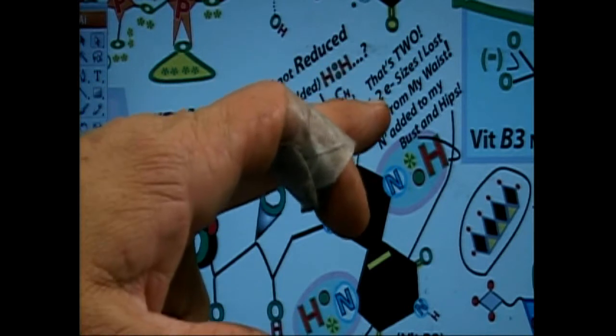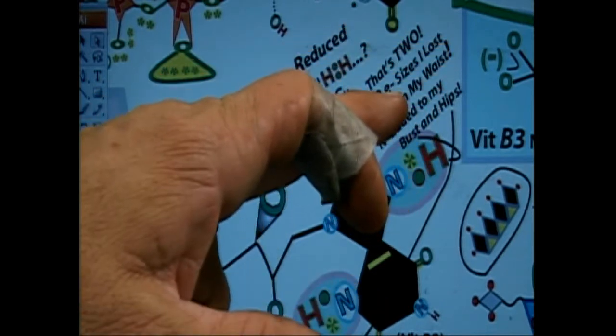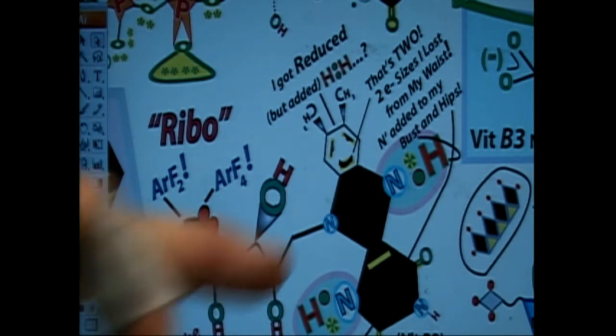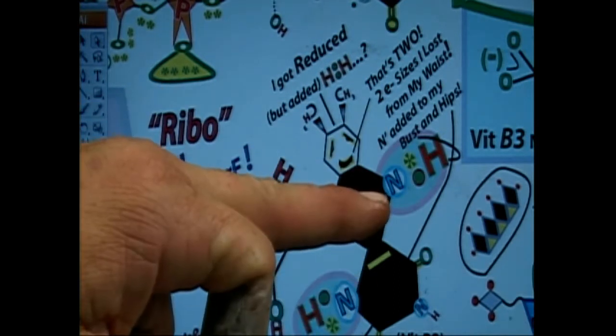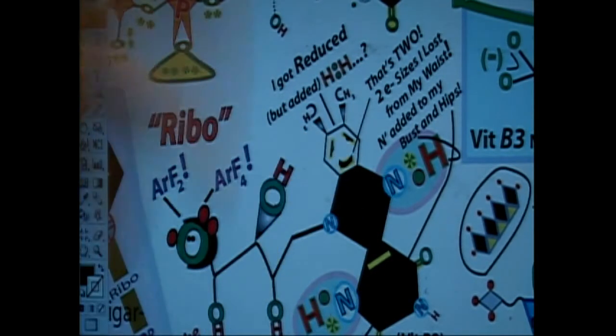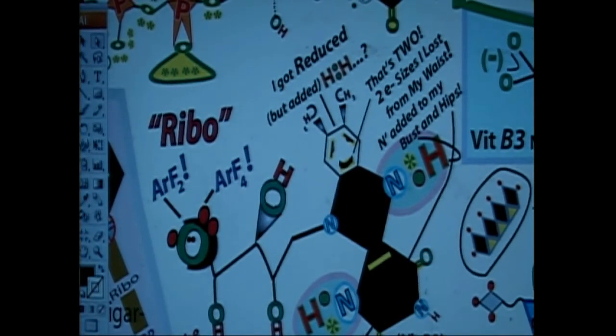That's two electron sizes I lost from my waist. N added to my bust and hips. So N up here, N down there got bigger. Her hips got bigger, her bust got bigger. Hips got tighter, more of the bumblebee kind of thing.